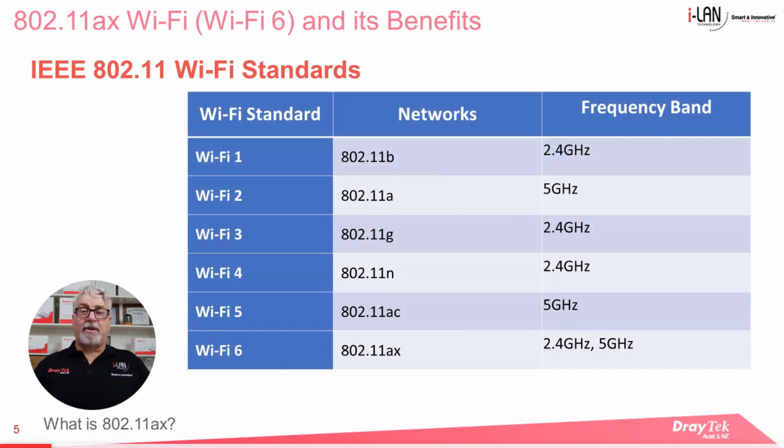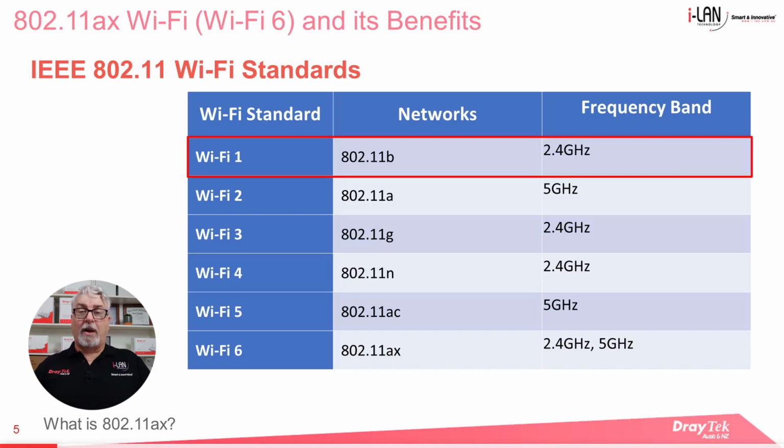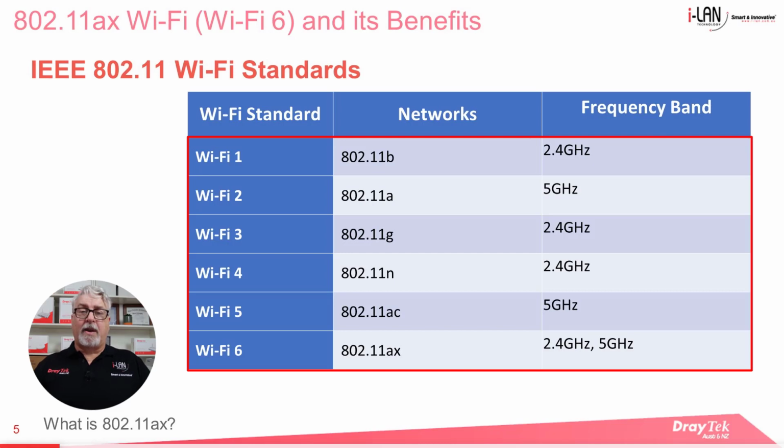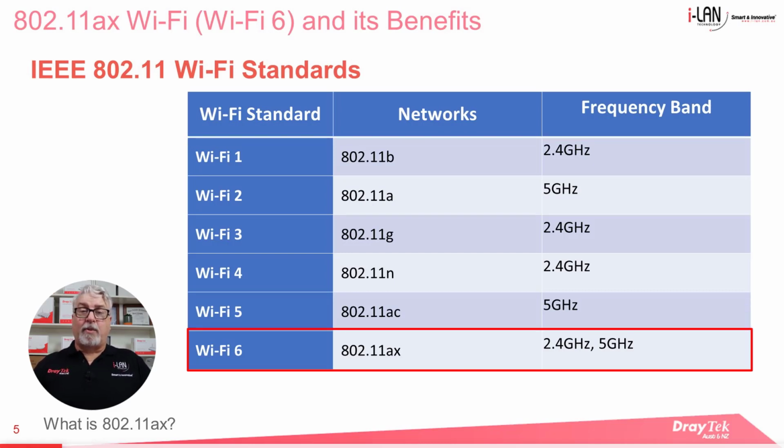The table here shows the different 802.11 Wi-Fi standards along with the frequency of bands being used. The Wi-Fi naming convention has been changed recently so that it starts with Wi-Fi 1 for the earliest Wi-Fi standard to Wi-Fi 6 for the latest. So the highest number indicates the latest standard. At the bottom of the table we can see that Wi-Fi 6 equates to the 802.11ax standard.